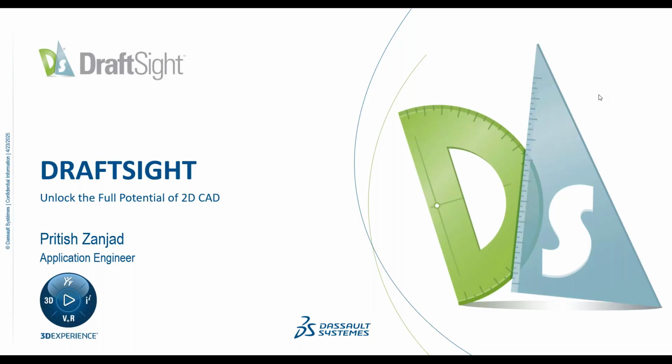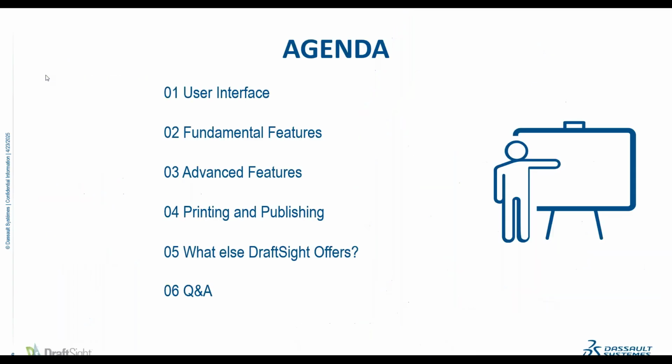So let's first go through the agenda. For today's webinar, the agenda would be: what is DraftSight? What is the user interface? You must have been working with different 2D CAD software, so how is the DraftSight user interface? Is it different? Is it the same? Then what are the fundamental features? There are certain features that you might be using in your day-to-day life to get your work done. What are those fundamental features that would be your requirement? Then some advanced features that will save you time when creating those drawings, those drafts.